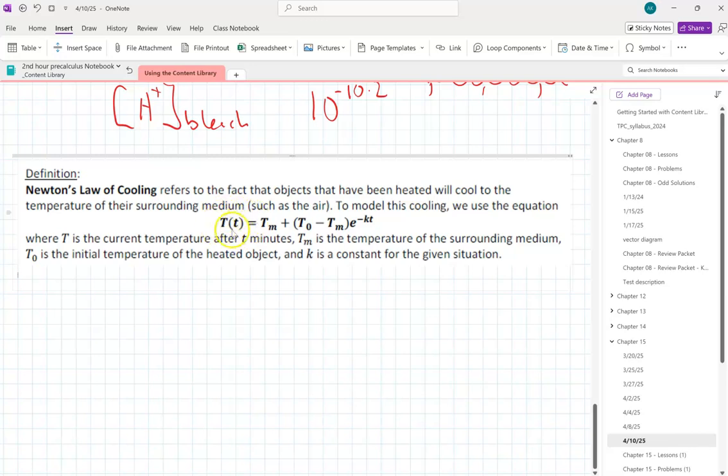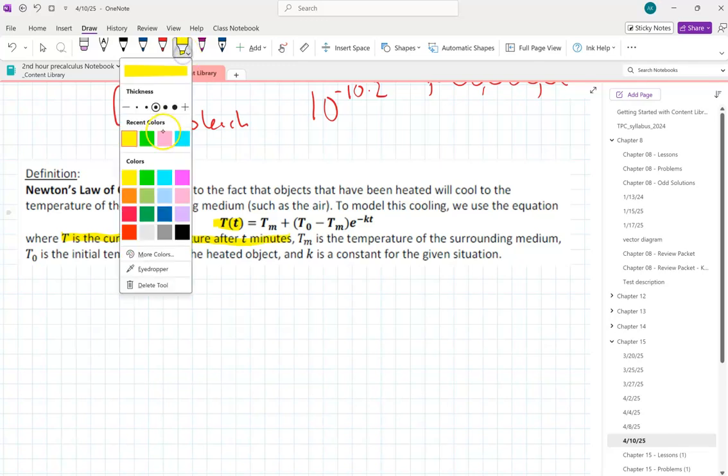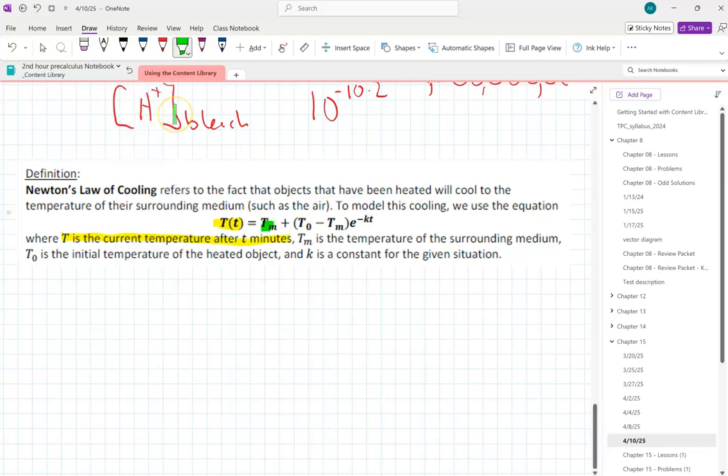So the T of t is our temperature of the heated object at some future time t. The Tm is the temperature of the surrounding medium. So if it's cooling in air, it's the temperature of the room. If you're taking a hot sword and annealing it, plunging it into cold water, it'd be the temperature of the water.